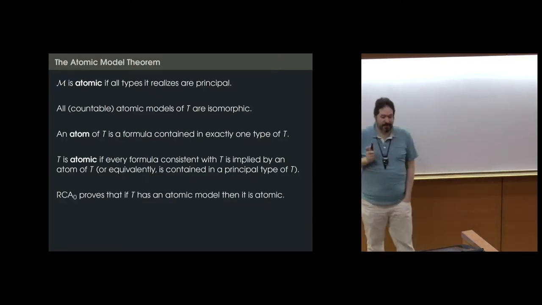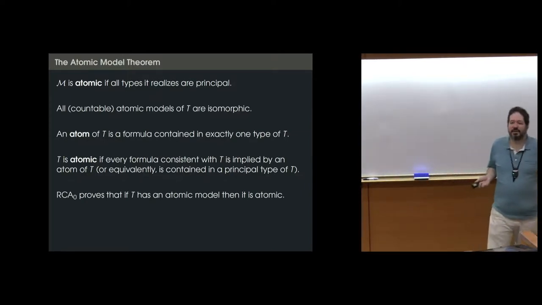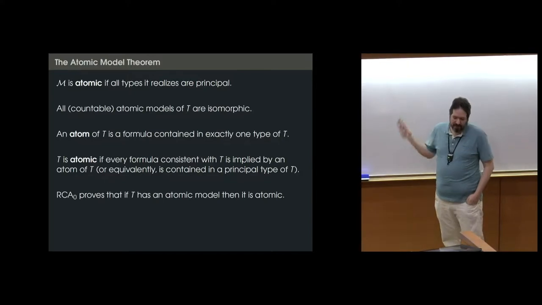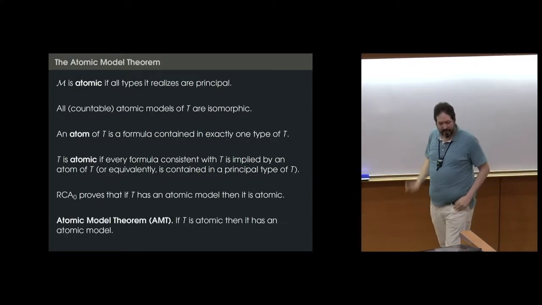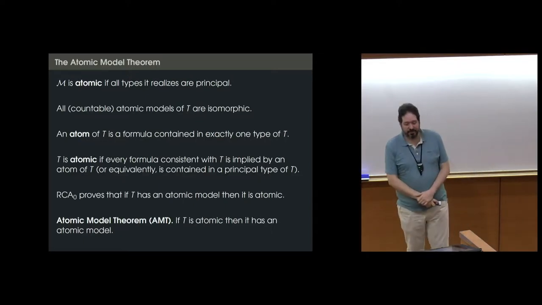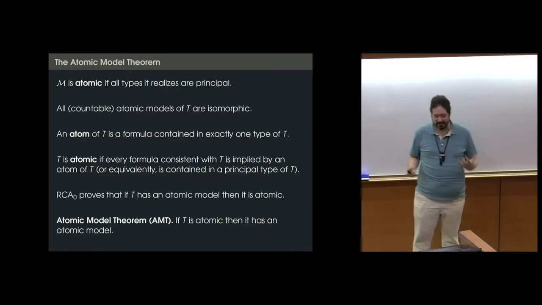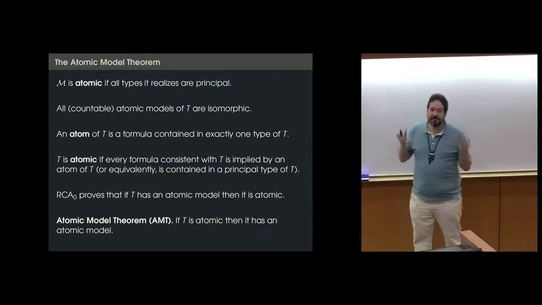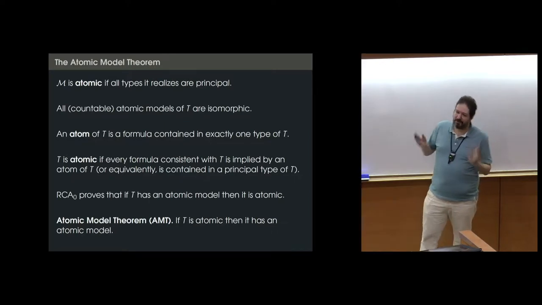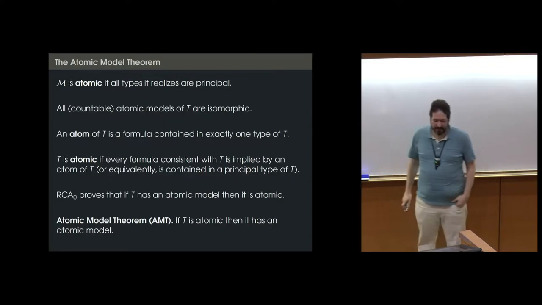Now, the condition of being atomic for a theory is exactly what you need to get atomic models. In one direction, if T has an atomic model, then it is atomic. That's easy to prove in RCA naught. But what I'm calling the atomic model theorem is the other direction: if T is atomic, then it has an atomic model. So the problem there is this question of, okay, I give you an atomic theory. You know there is an atomic model. There really is only one up to classical isomorphism. Build it. And how difficult is that?